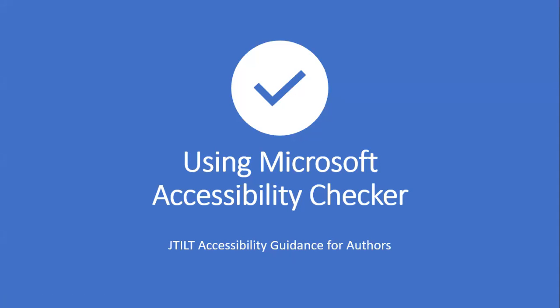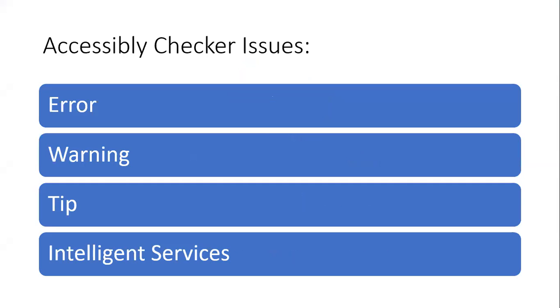The Microsoft Accessibility Checker verifies your file against a set of rules that identify possible issues for people who have disabilities. This demonstration will show you how to run the Accessibility Checker in a Word document. After you run the accessibility check, you will get a list of results.